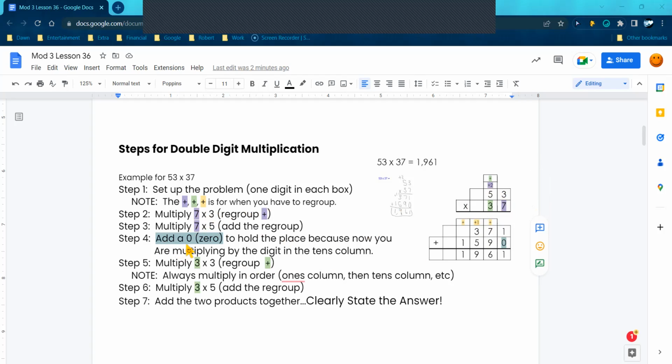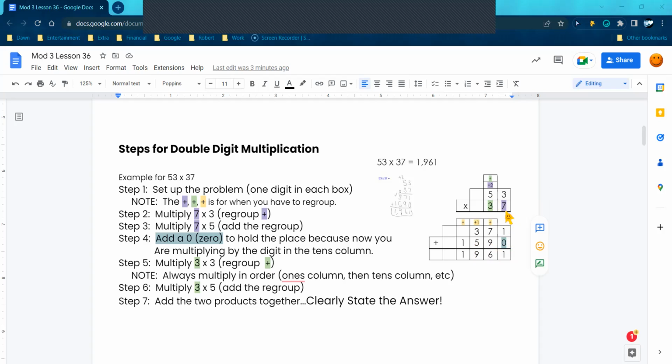Now we need to add a 0. This is to hold the place because now you're multiplying the tens column. So this is not just 3, this is 3 tens times 3. So we put the 0 here to let us know we're multiplying by our tens column. And then we multiply by the 5. So this is our answer.